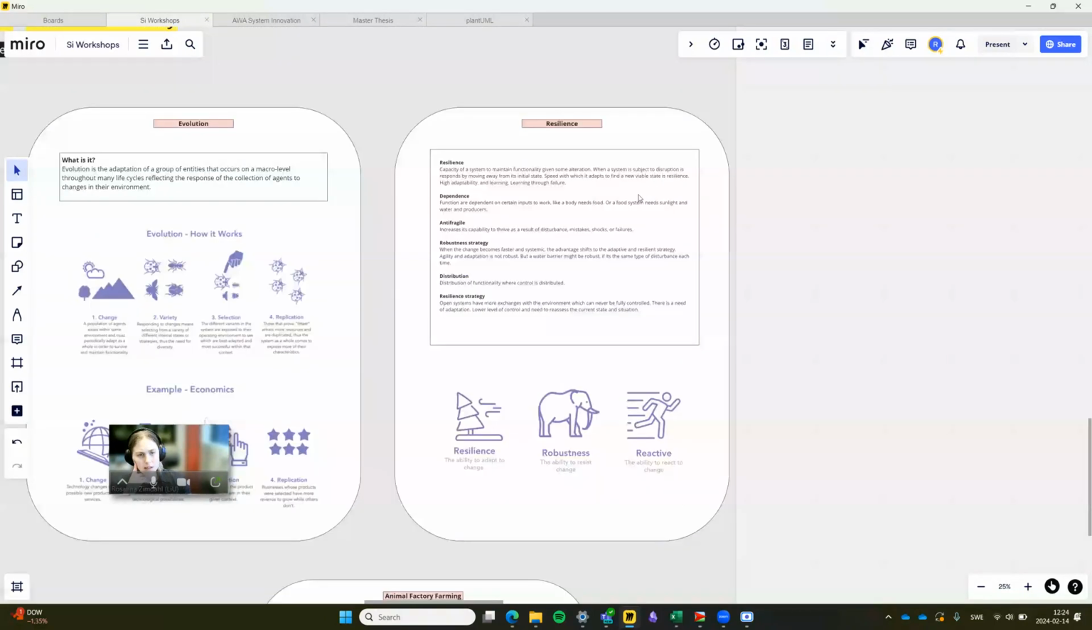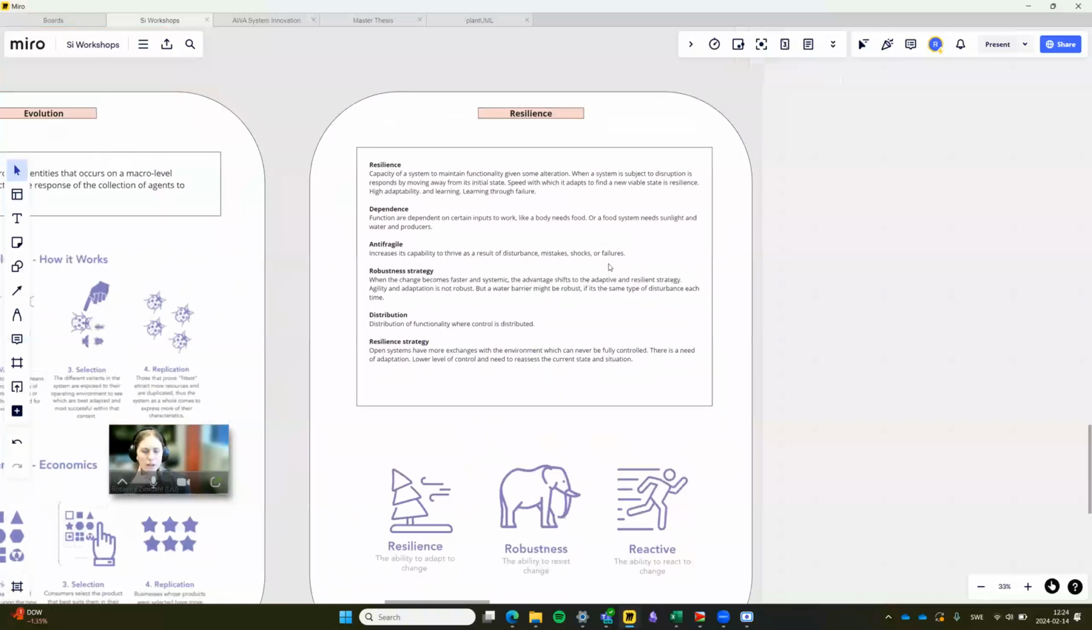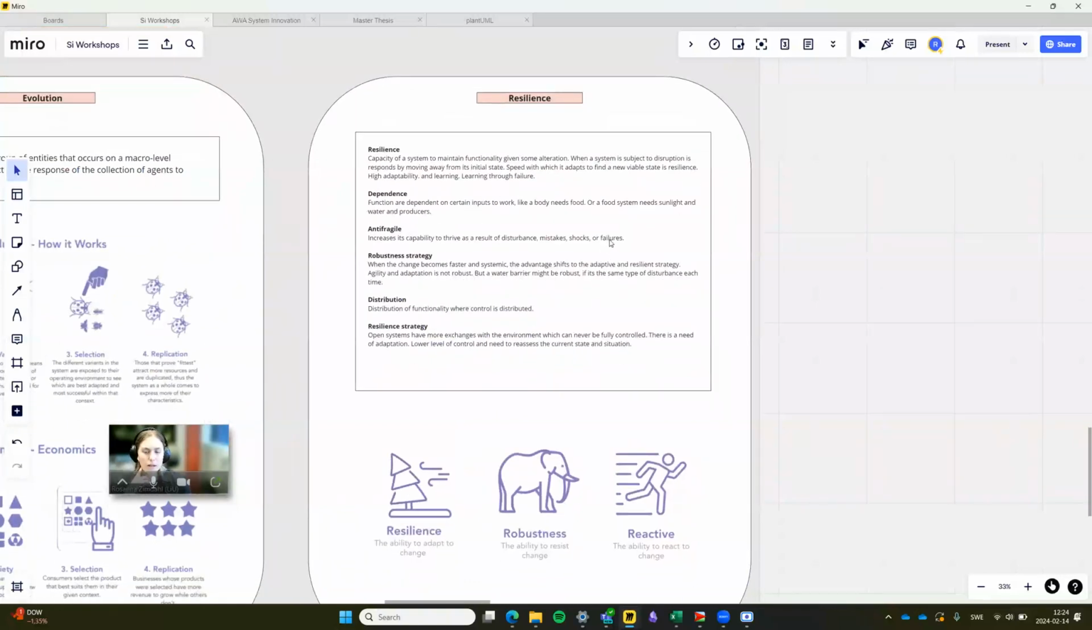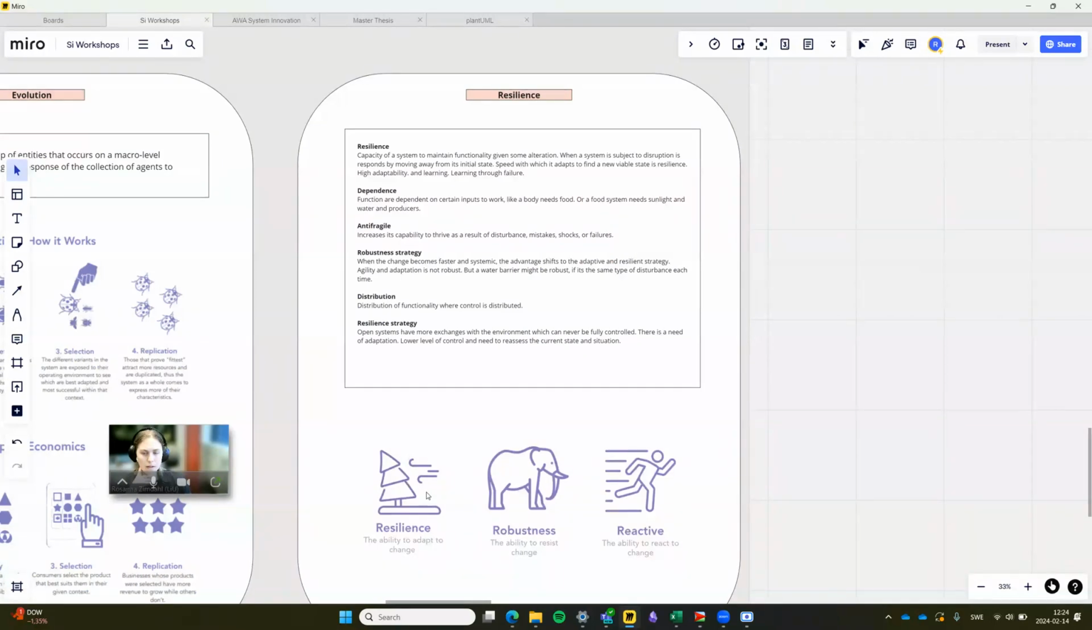Then we have the last part, which is about resilience, which is an important characteristic of a complex adaptive system. We have three concepts we can compare, which are resilience, robustness, and reactiveness. So robustness is the part where a system is hindering change. For example, a forest has long roots to not fall apart when there is wind coming. So you make yourself robust so the disruption does not affect you.